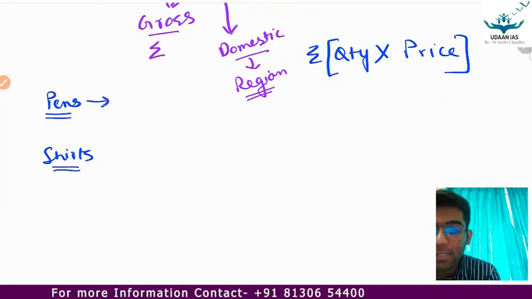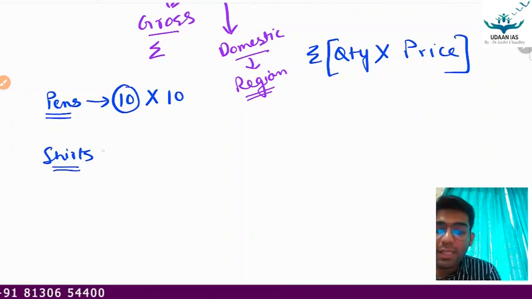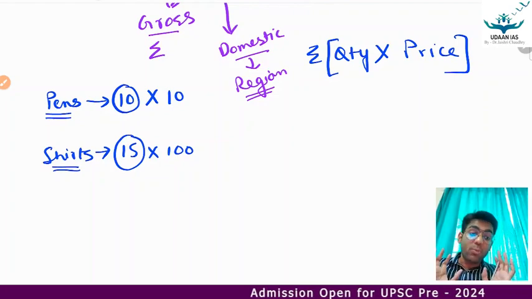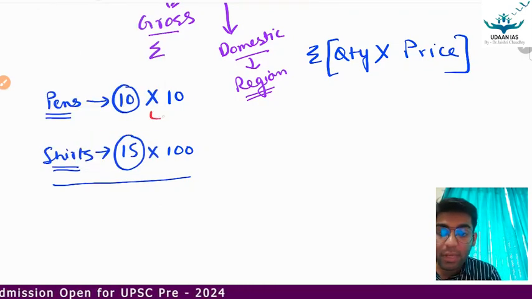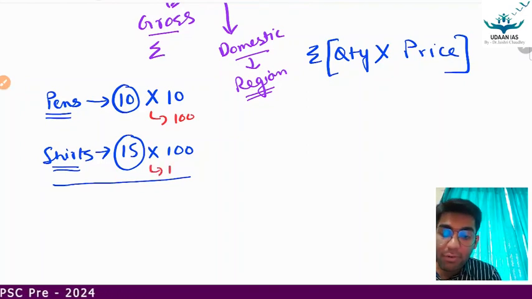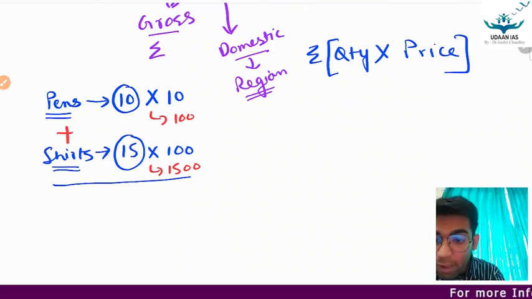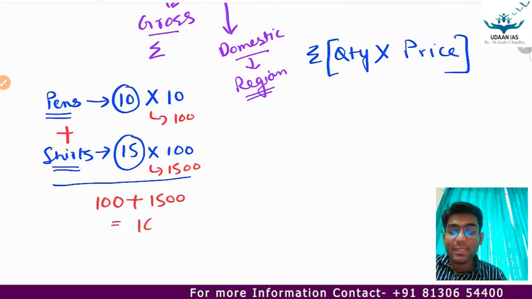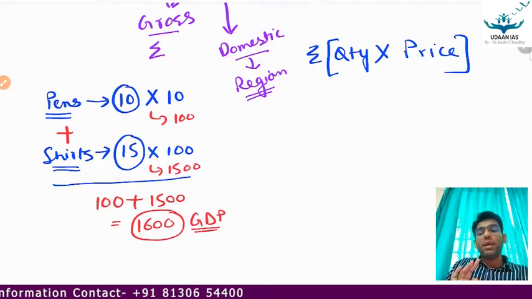For example, we have produced 10 pens in an economy, and every pen is costing 10 rupees. Shirts, I am producing 15 shirts in an economy, and every shirt is costing 100 rupees. So what will be the GDP if I'm considering only these two products getting produced? It is price into quantity. 10 into 10 is 100, 15 into 100 is 1500. Gross means do the summation, so 100 plus 1500 is equal to 1600, which is going to be your GDP. That is the easiest way in which you can understand what GDP is.